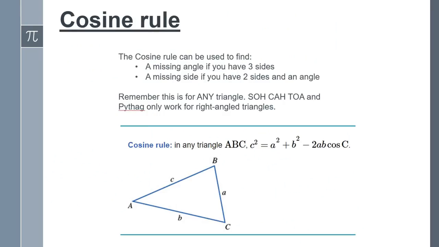The other way to find a missing side or an angle in a non-right angle triangle is the cosine rule. Okay, so the cosine rule can be used to find a missing angle if you have all 3 sides, or it can be used to find a missing side if you have 2 sides and an angle. Okay, so this works for any triangle. You can use this for the right angle ones if you really want to. It's a bit more work than SOHCAHTOA, but it'll work for anything.